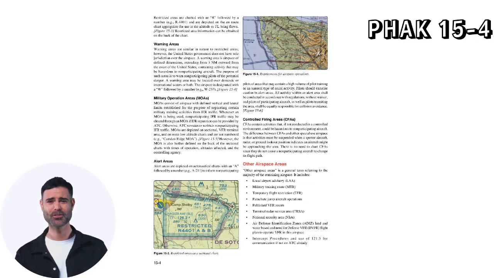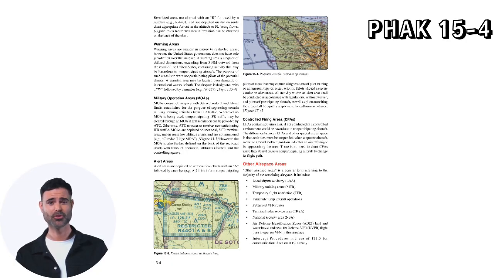Other airspace areas. Other airspace areas is a general term referring to the majority of the remaining airspace. It includes Local Airport Advisory (LAA), Military Training Route (MTR), Temporary Flight Restriction (TFR), Parachute Jump Aircraft Operations, Published VFR Routes, Terminal Radar Service Area (TRSA), National Security Area (NSA), and Air Defense Identification Zones (ADIZ), land and water-based, with the need for defense VFR (VFR-D) flight plan to operate VFR in this airspace.